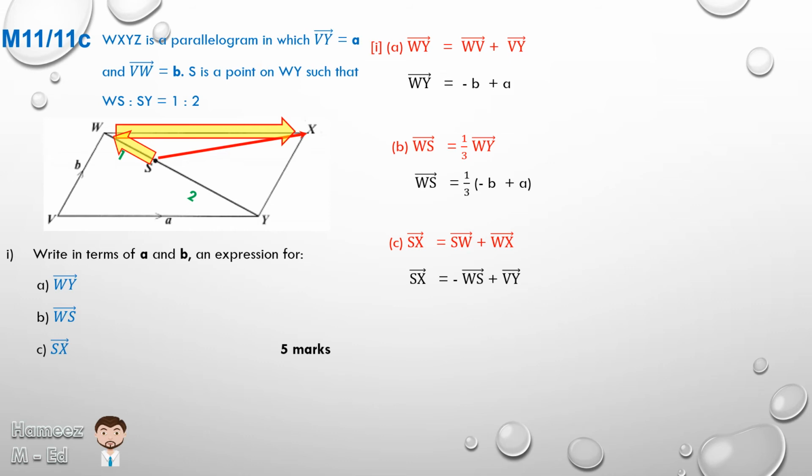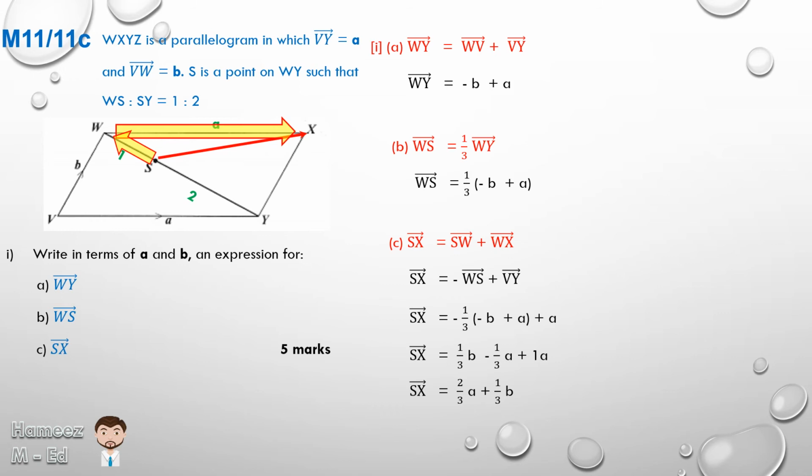So it's minus WS. And what is WX? It's the same as the base line, VY, because it's a parallelogram. So we can now substitute for them. So SX is equal to minus 1/3 by minus b plus a, plus a. And we can expand and simplify. So minus 1/3 by minus b is equal to 1/3 b. And minus 1/3 by a is equal to minus 1/3 a plus a. So that, if we simplify, we're going to get 2/3 a plus 1/3 b.